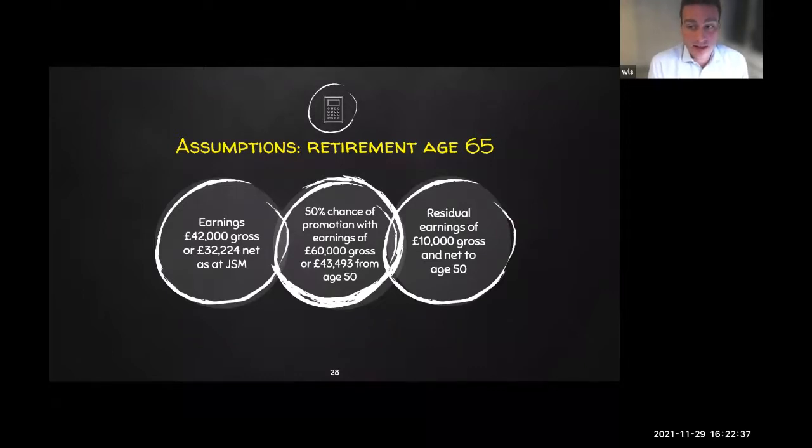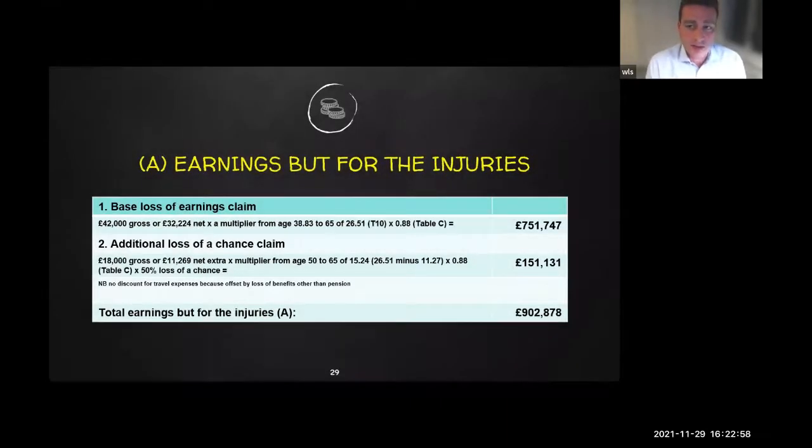And it's assessed that she has residual earnings of £10,000 gross or £10,000 net to age 50. So she's not expected to work beyond age 50, but if she's lucky, then hopefully she will be able to earn up to about £10,000 on a part-time basis. So it's a three-stage process. So we look at earnings but for the injuries, and the base loss of earnings claim to a retirement age of 65 is 42,000 gross or 32,224 net times a multiplier.